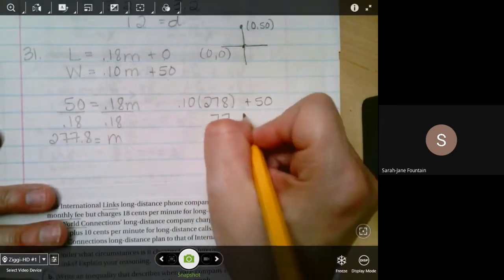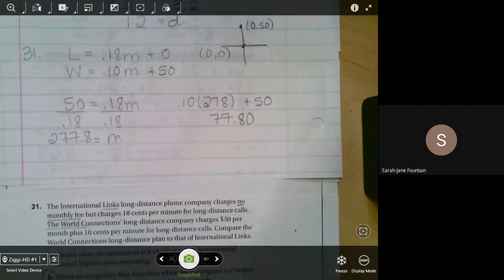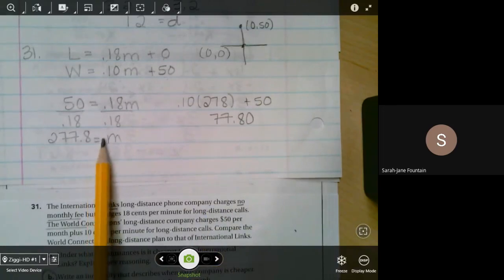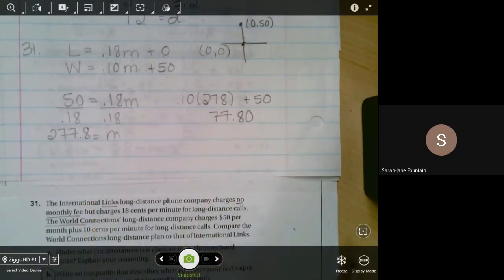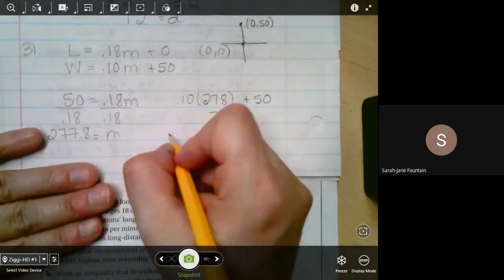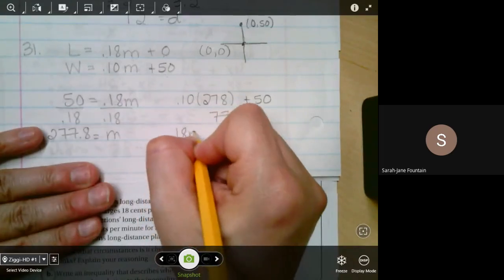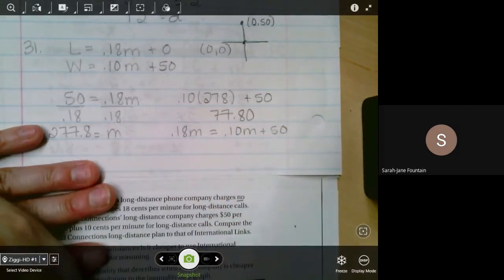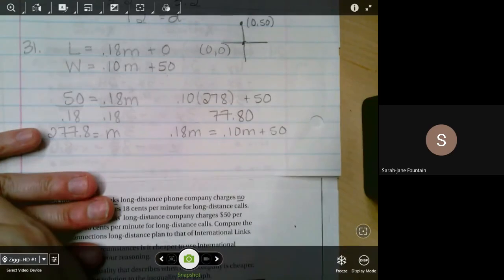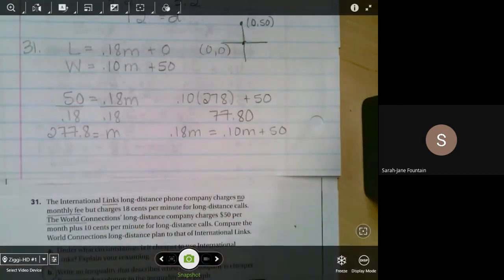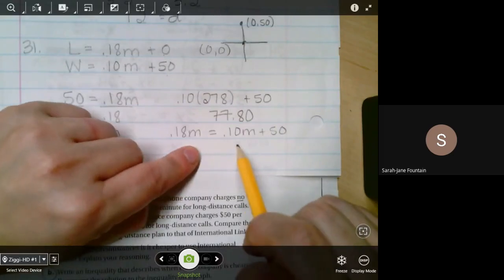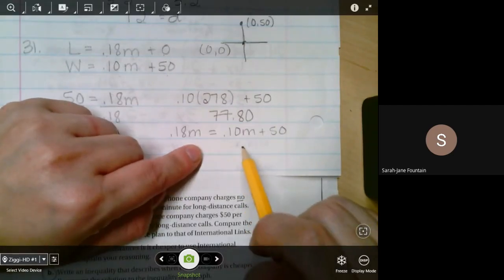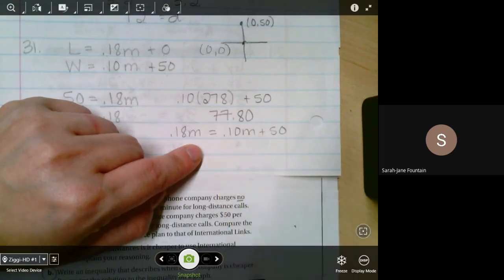So that's $77.80. So I'm already way ahead in minutes on this plan. So what you're going to do from here, you're basically trial and erroring it. And eventually what you could do is 0.18M equals 0.10M plus 50. I know how to do that. I know how to put it to where I know what M is by putting them equal to each other. I'm going to find out what M is for both of them to be equal.